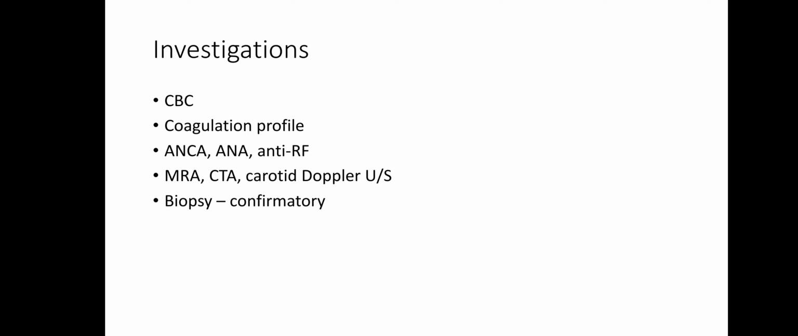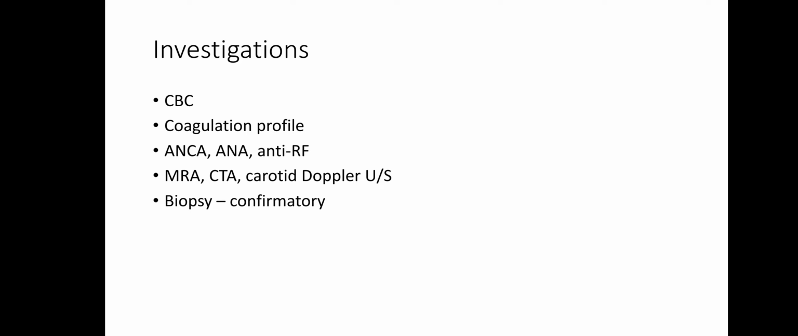You can also have low platelets because one of the differentials is DIC. Coagulation profile, again, it's important because DIC is a differential. Again, the autoimmune markers, ANCA, for obvious reasons. ANA is for ruling out lupus, SLE, which is one of the causes of secondary vasculitis, and then rheumatoid factor, again, because it causes secondary vasculitis. MRA, which is MR angiography, CT angiography, and carotid Doppler ultrasound. This is to check for any narrowing of vessels because that's the main pathology of vasculitis.